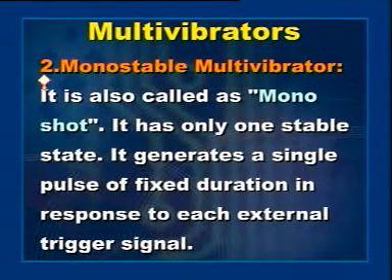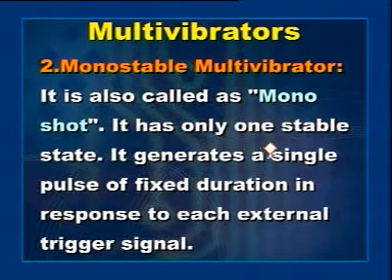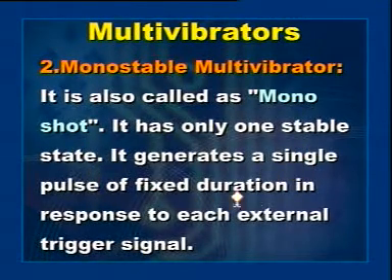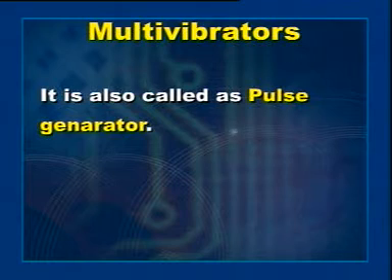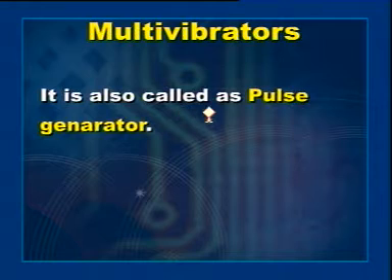So, the bistable multivibrator requires two trigger pulses. Monostable multivibrator. It is also called a monoshot. It has only one stable state. It generates a single pulse of fixed duration in response to each external trigger signal. The monostable multivibrator is initially in the stable state. When a trigger pulse is applied, it changes from this stable state to the quasi-stable state. There it remains for a fixed time duration, and then without applying a trigger pulse, it comes back to the initial stable state. So, it generates a pulse for each trigger pulse. It requires only one pulse to generate a fixed duration pulse at the output. Hence, the monostable multivibrator is also called a pulse generator.